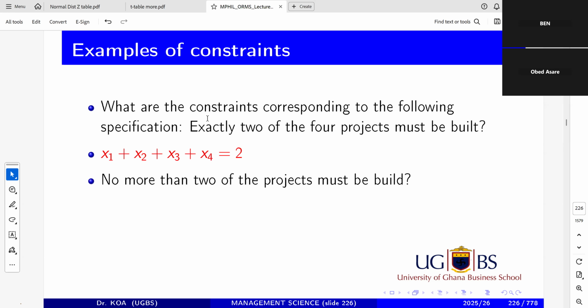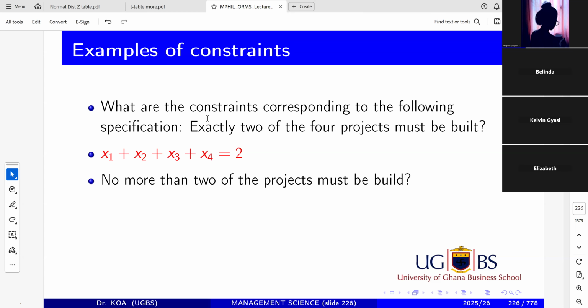Next one. No more than 2 of the projects must be built. How will you write that? No more than 2 of the projects must be built. Remember, when we say project, we are talking about a combination of all of them. Keep that in mind. The combination of all of them, the addition of all of them, that's what we mean by the projects. Project here is the addition of all of them. What should this be? Kelvin?